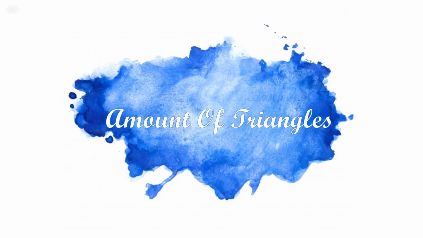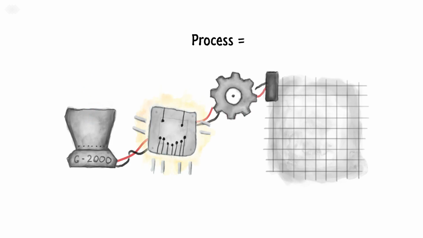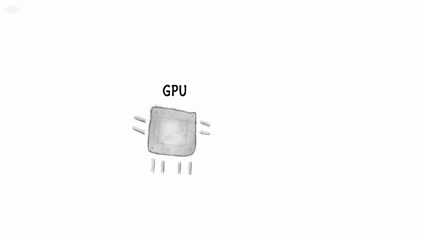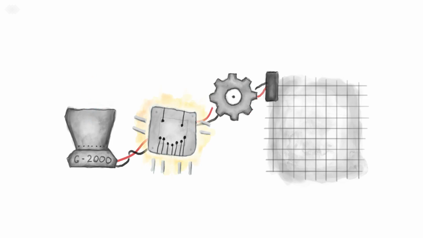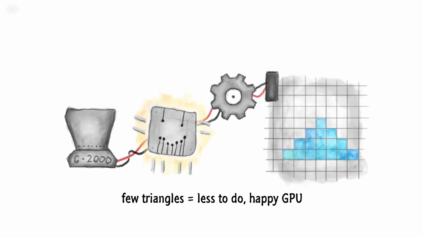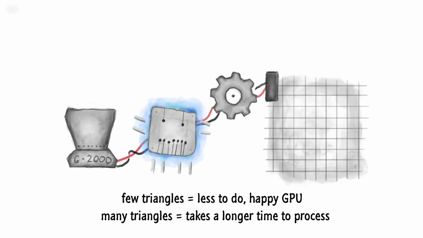Amount of triangles. For the following parts to make sense, we need to clear up what the word process means. When a triangle is processed, it means that the geometry the artist made is transformed into 2D pixels on your screen. This section is otherwise very straightforward. The GPU, aka the graphics processor in your machine, has a hardware limit of how much it can do each second. Reducing the amount of triangles simply gives the processor less to do. A small amount of triangles is fast to process, a larger amount takes longer and is worse for performance.